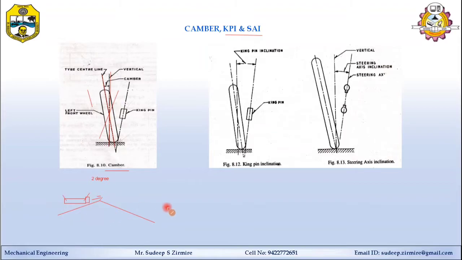Next point is the kingpin inclination or steering axis inclination, KPI or SAI. The inclination of the kingpin from vertical is called the kingpin inclination. Same axis here, an imaginary line drawn here, and the other line coming through this kingpin. Okay, so the angle made by this is called the KPI.